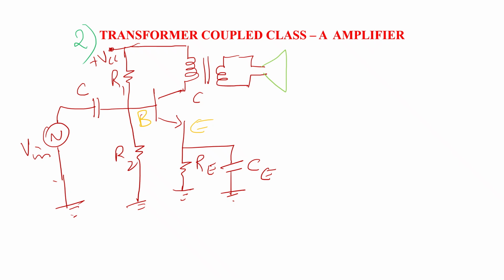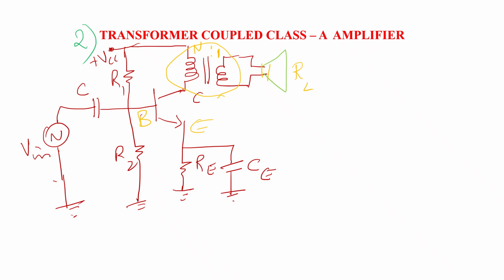Why the name transformer coupled class A power amplifier? A transformer is connected to the collector of the amplifier, through which the signal is amplified by a transformer with n:1 turns ratio, and the amplified output here goes to the load resistor or speaker. Hence the name transformer coupled class A power amplifier.